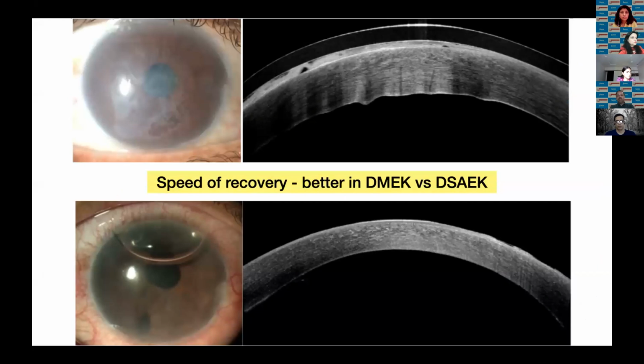One of the advantages of DMEK compared to the other forms of endothelial keratoplasty is the speed of recovery. If you look at this clinical case, you look at the pre-op anterior segment OCT, you can see that the cornea is significantly swollen. And if you look at day 3 post-operative photographs, you can see that the corneal edema is almost resolved, and this patient could see 20/40 even by day 3, day 4.